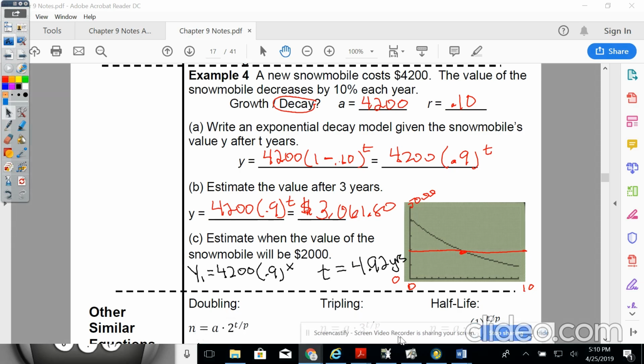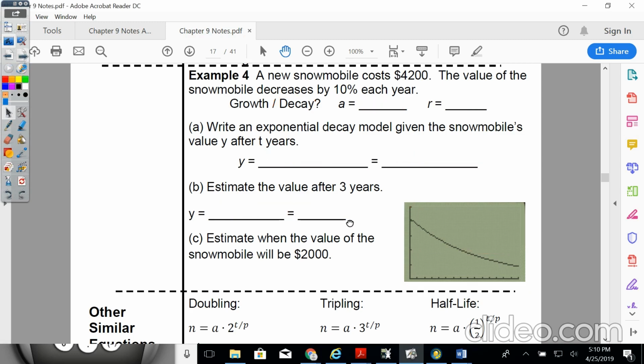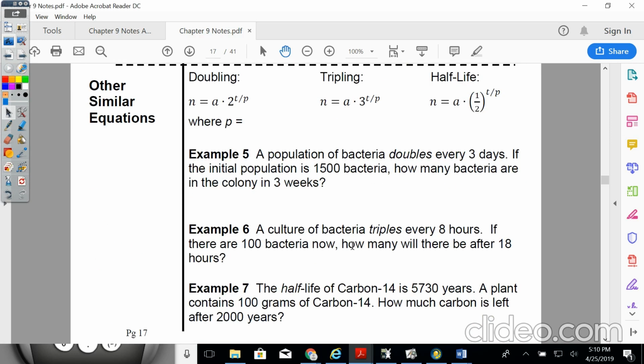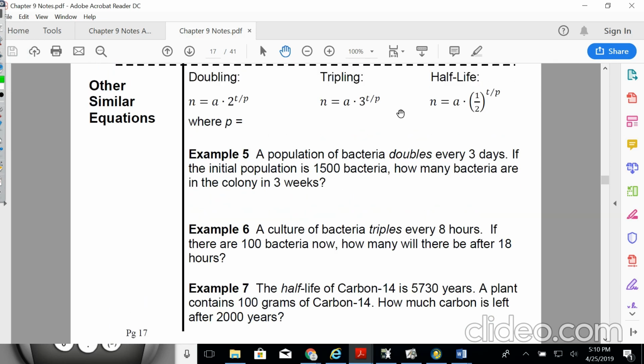I won't ask you for exact until we get to solving. But you can get solving right now, and then we can find the algebraic part later. We can estimate it once we know how to get the exact. All right, the other 3, they're very short. They're very similar to growth and decay. So there's a doubling formula, there's a tripling formula, and then there's a half-life formula.